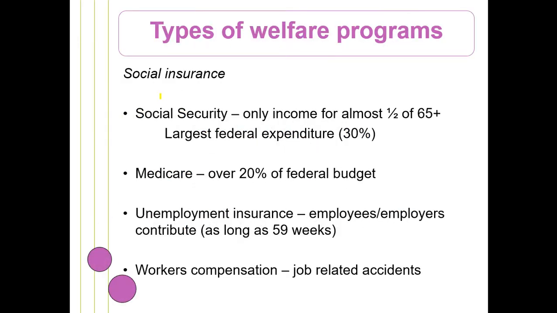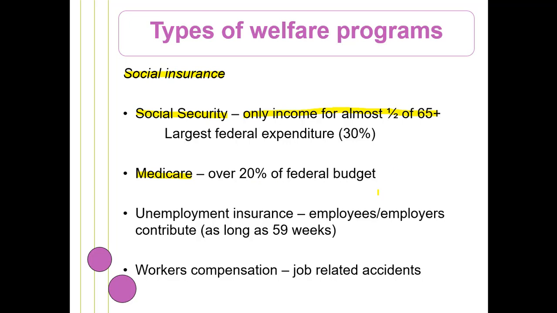Another type of welfare program is what is called social insurance. Social Security is the largest federal expenditure. Even though Social Security was designed to be only a supplement to your savings, we see that almost 1/2 of people over 65 rely strictly on Social Security for their income. And Medicare is also an entitlement provided to people over 65. That's 20% of the federal budget.